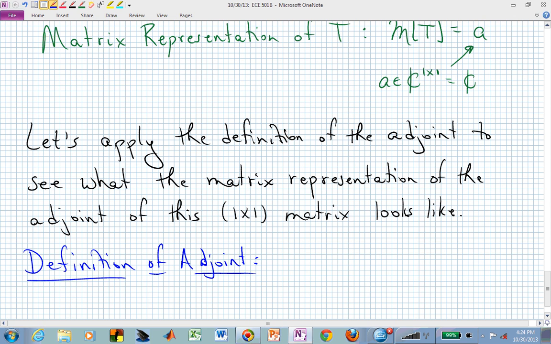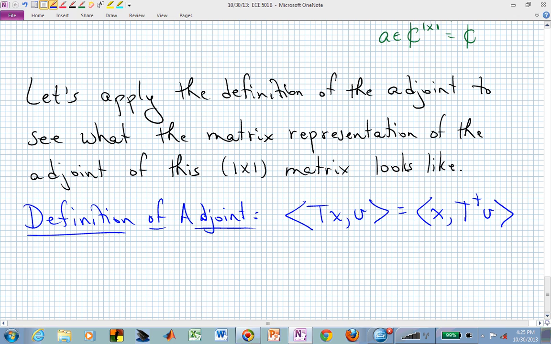What's the definition of an adjoint? That was by means of inner products, wasn't it? You could say that if we had T applied to a vector X, inner product with V, by the definition of the adjoint, what's that equal to? That inner product needs to be equal to X, inner product, so in the second slot of our inner product, it's the adjoint of T times V. Is that okay?